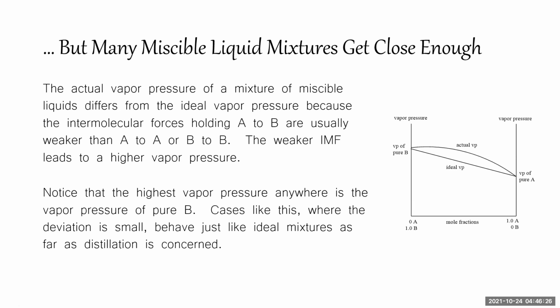pressure of pure B. In cases like this, where the deviation in terms of actual versus ideal vapor pressure is small, they behave just like ideal mixtures as far as distillation is concerned. Specifically, if the highest vapor pressure is pure B, then that will correspond to the lowest boiling point, and it will be possible to potentially separate pure B in the distillation.